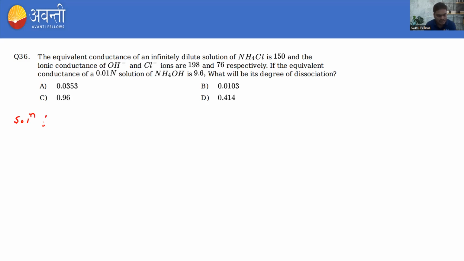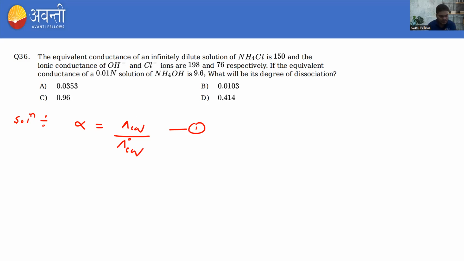So how will you calculate? We know that the formula for calculation of degree of dissociation is molar conductance, or we say equivalent conductance, divided by equivalent conductance at infinite dilution. So this is the formula that we use to calculate the degree of dissociation. Now in this question, let's calculate the value of lambda equivalent and lambda naught equivalent.